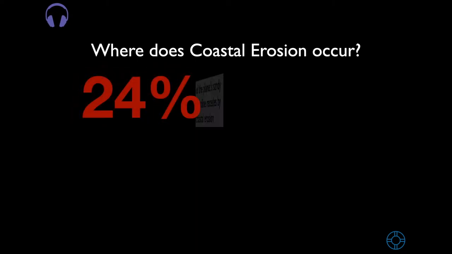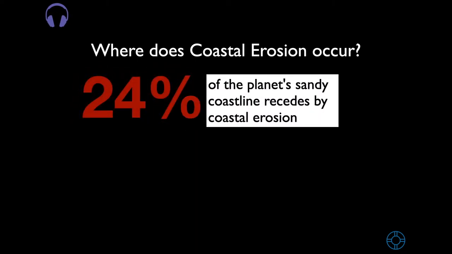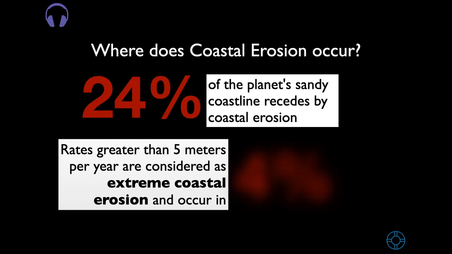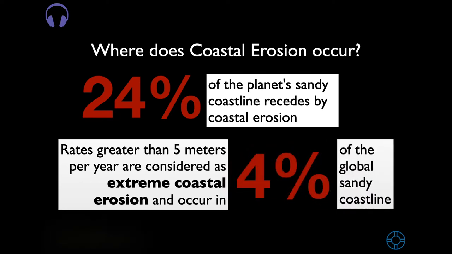Twenty-four percent of the planet's sandy coastline recedes by coastal erosion. When the rates are greater than 5 meters per year, they are considered extreme coastal erosion and occur in 4% of the global sandy coastline.